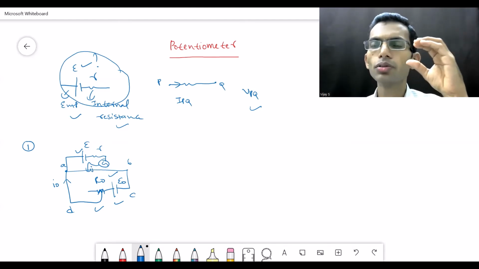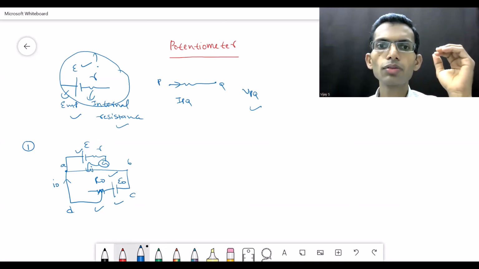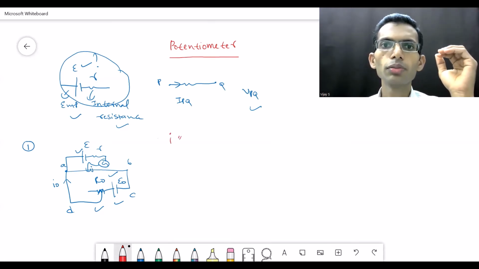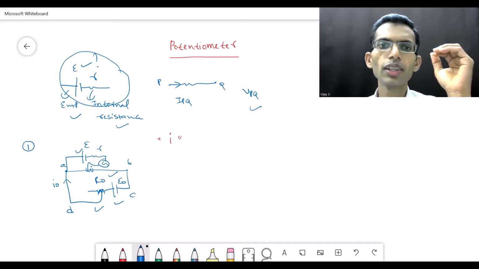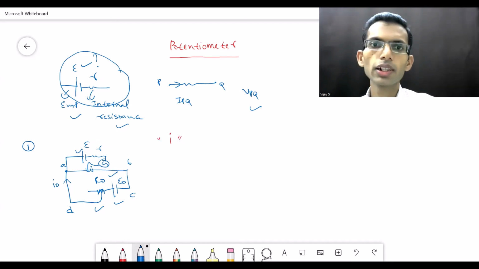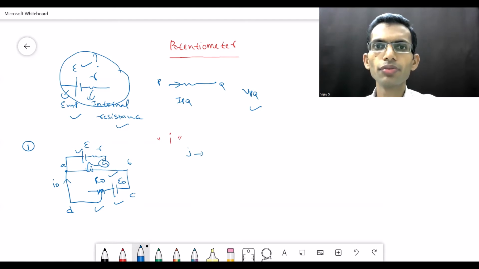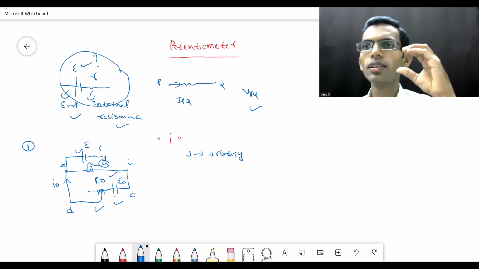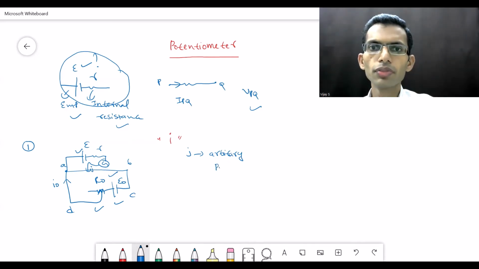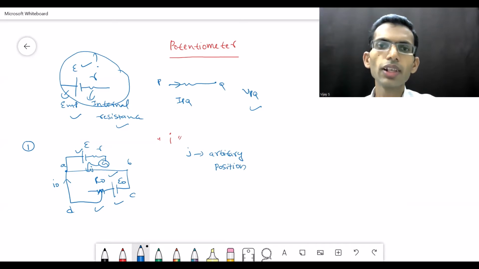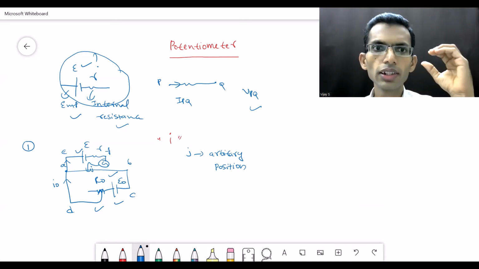First of all, we are going to obtain the expression for current flowing through the cell or galvanometer. So let us say the moving contact J is at an arbitrary position. Arbitrary position means it can take any value. So when it is at arbitrary position, let us say I is the current flowing through the sub-circuit. Let me name AEFJA in the clockwise direction. Okay, let us focus on the junction A.